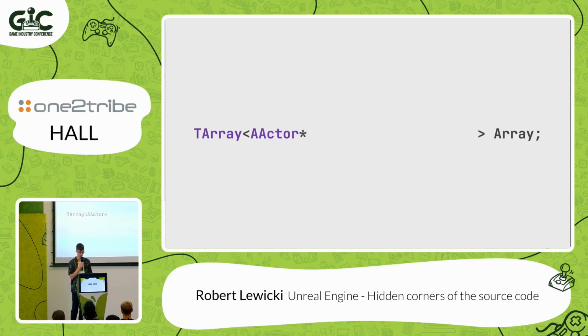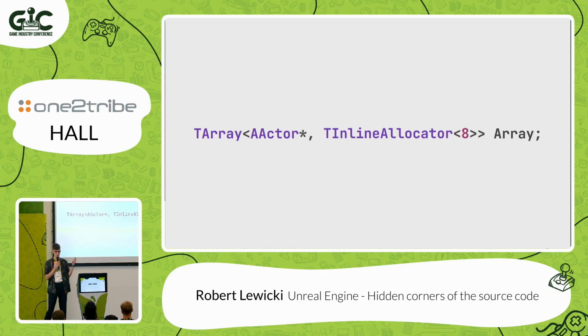So let's add one that already exists in the Unreal Engine source code, and it's called TInlineAllocator. What it does is it allows you to create an array that will allocate enough space for the specified amount of elements, in this case it's 8, on the stack instead of the heap, given that the declaration of this array is also on the stack. So for example, if you do it inside a function, all the elements will be added on the stack, not on the heap.